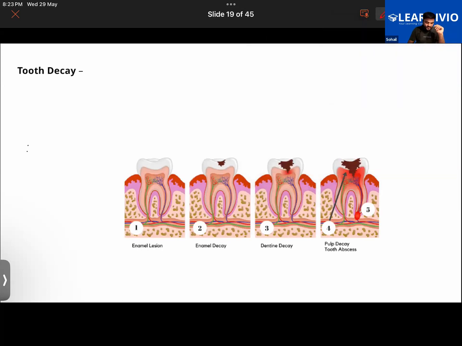Let us now understand about tooth decay. Did anyone ever happen to unfortunately visit a dentist due to suffering from tooth decay? If someone eats lots of sugary substances, lots of chocolates, fast foods, then they will be suffering from this problem. Problem that is tooth decay.